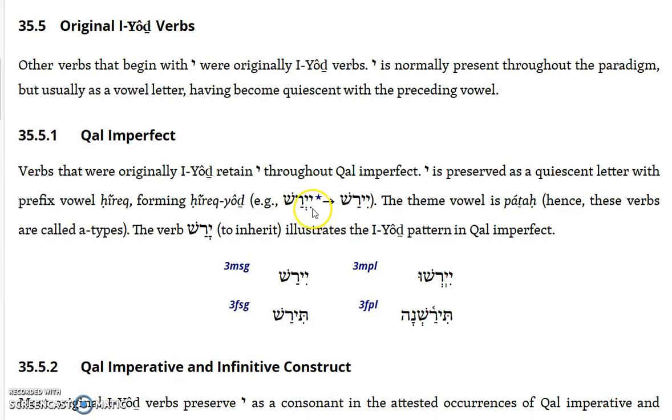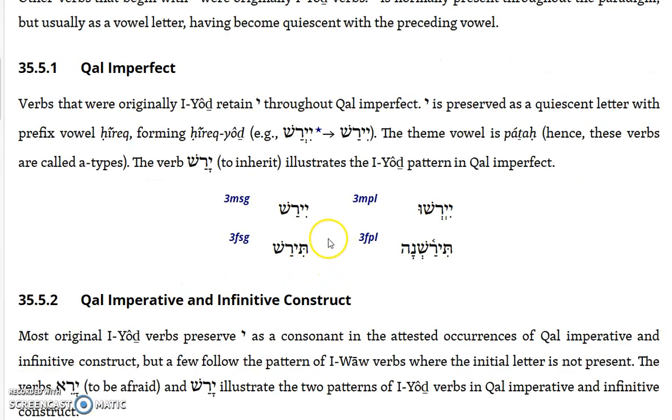But then, because the Yod has a tendency to become a vowel letter, it just becomes a vowel letter Yod, and you end up with Yirash without the Shva. But otherwise, that's close to what you would say if you pronounced it as if it were a regular verb. And so you get Yirash, Tirash, on down the list.